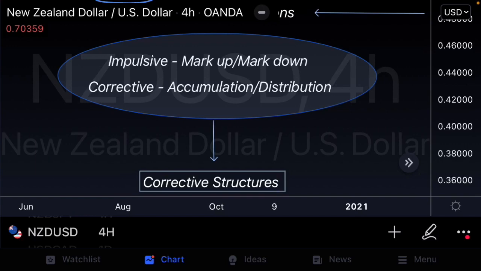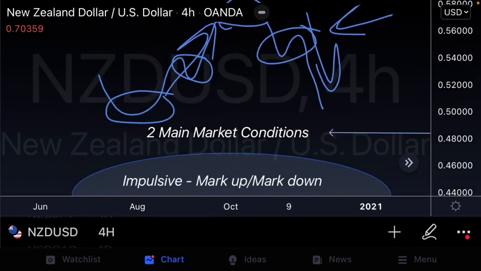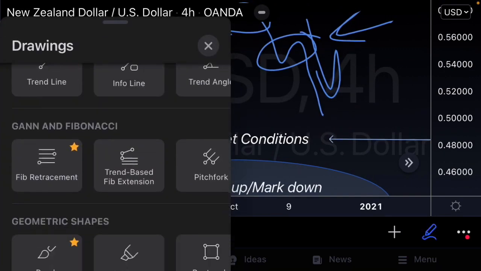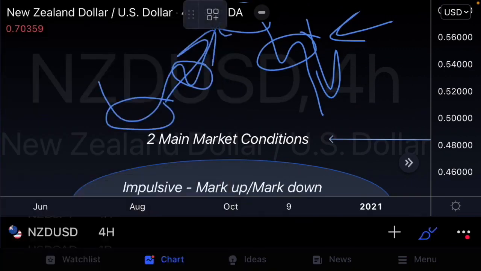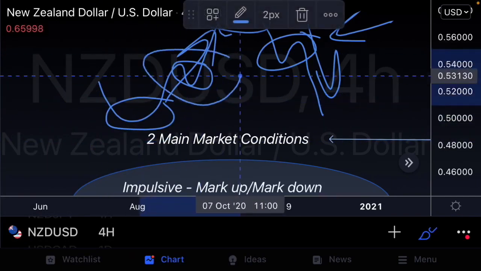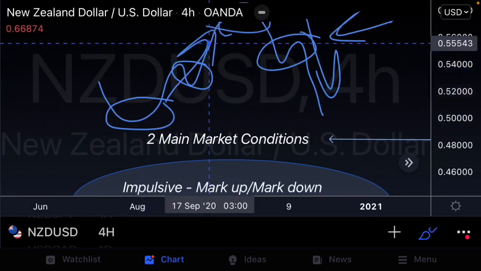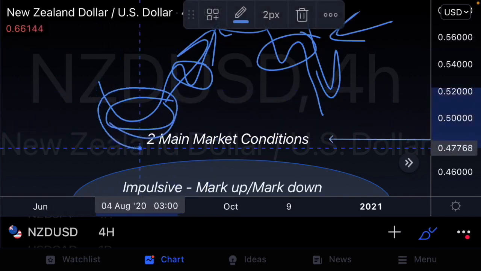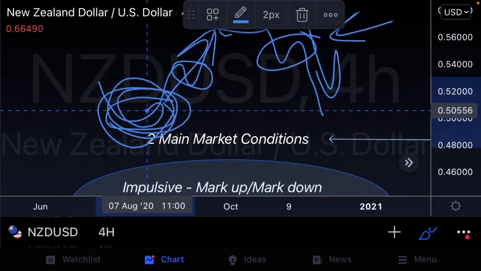Why are we highlighting corrective structures in this nature? The reason why we are highlighting corrective structures is because as a trader, we need to be identifying these periods of accumulation or, for example, reaccumulation. So we need to be identifying these corrective structures in order to catch the next momentum that leads outside of these corrective structures.